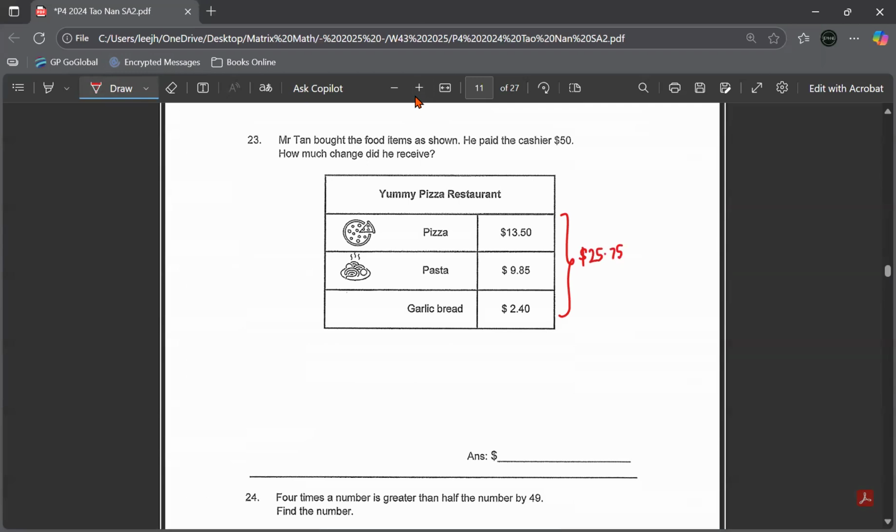So he paid with $50. So you have to subtract 50 minus 25.75. You work out your answer and you will end up with $24.75. So your answer is 24.75. Okay.